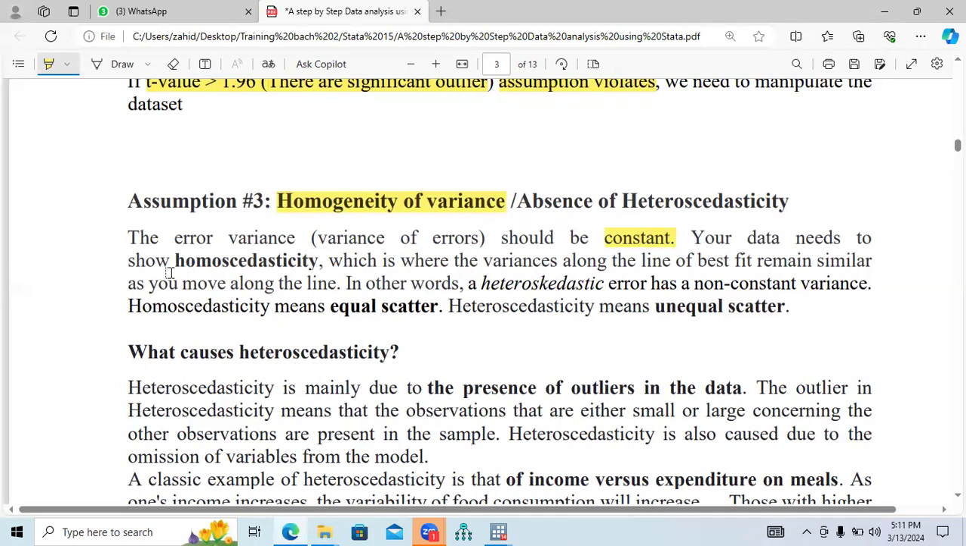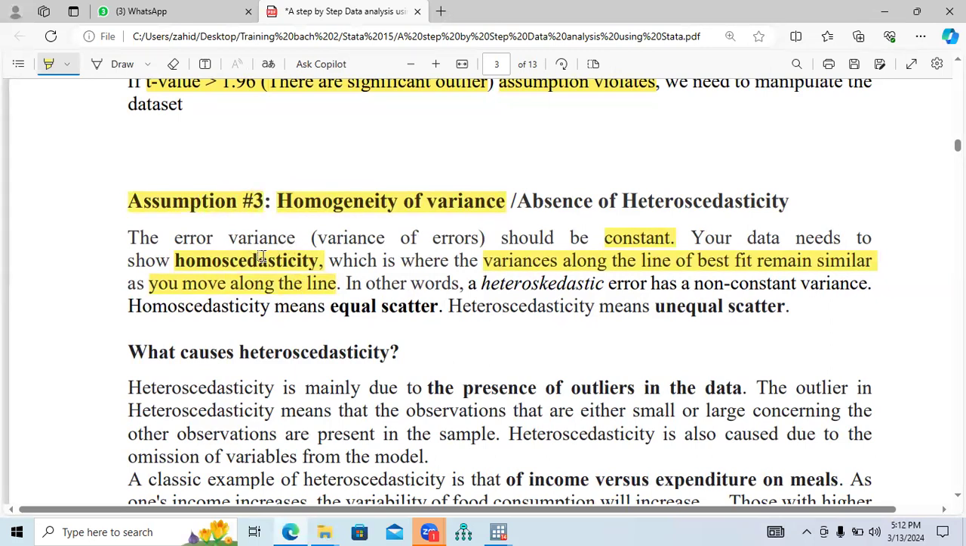Your data needs to show homoscedasticity, which is where the variance along the line of best fit remains similar as you move along the line. So this is basically a favorable condition. If your data shows homoscedasticity, it means your assumption number 3 is fulfilled.